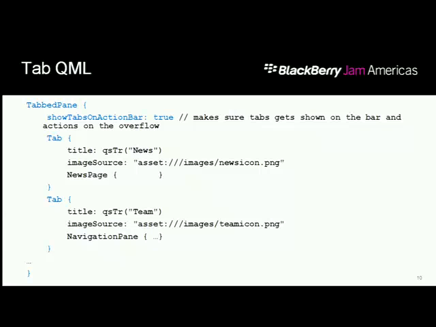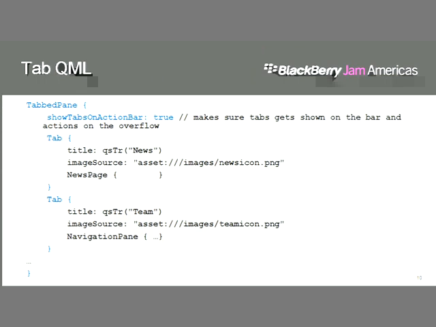And this property may come in handy, show tabs on action bar, because as you see in my use case, I wanted to use the action bar for tabs. If you have more of an action-based application where you have a lot of actions on the screens, you can choose to set this to false, and your actions will end up in the action bar. You will always have your sidebar where your tabs will end up, and your action overflow on the right side where your actions will end up. So this just decides which one gets preference to go on the action bar.